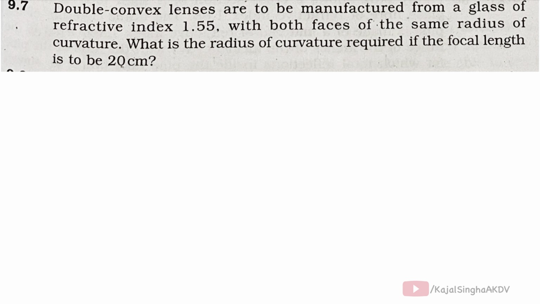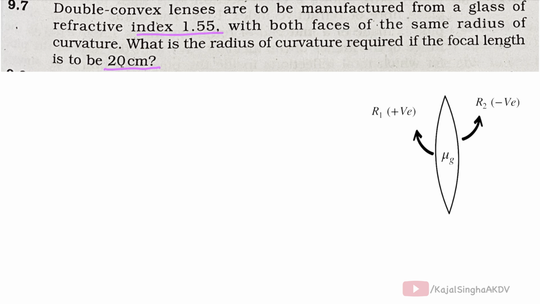Double convex lenses are to be manufactured from a glass of refractive index 1.55 with both faces of the same radius of curvature. What is the radius of curvature required if the focal length is to be 20 centimeter? Here we can see a double convex lens with radius of curvature R1 and R2 of the first and second surface. We have taken this as the first surface and this as the second surface. Now radius of curvature of the first surface is positive and radius of curvature of the second surface is negative for a double convex lens.